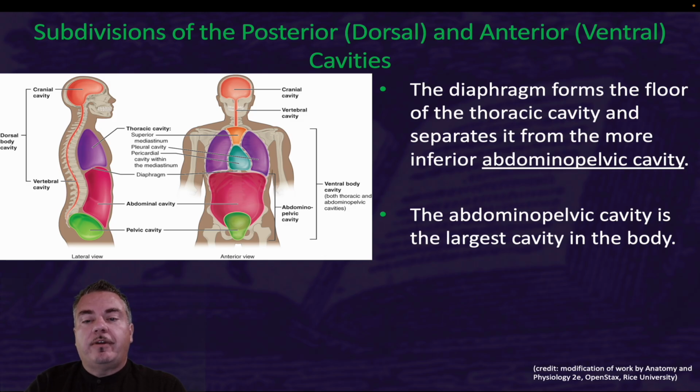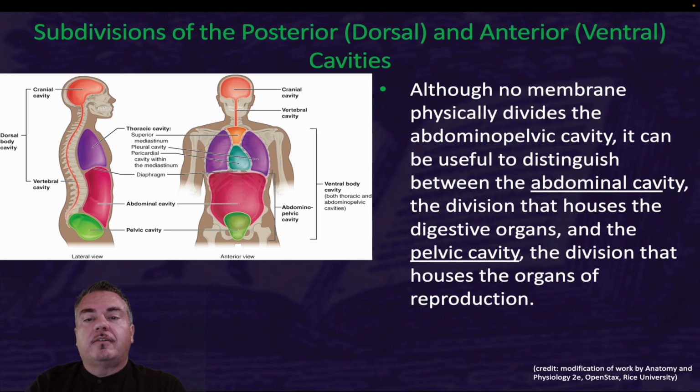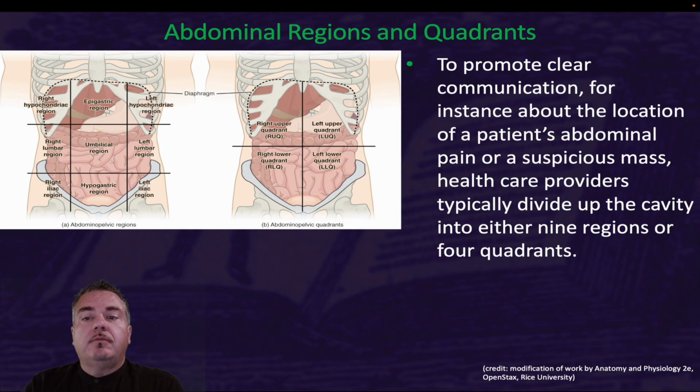The abdominal pelvic cavity is the largest cavity in the body. Although no membranes physically divide the abdominal pelvic cavity, it can be useful to distinguish between the abdominal cavity, the division that houses the digestive organs, and the pelvic cavity, the division that houses the organs of reproduction. To promote clear communication, for instance about the location of a patient's abdominal pain or a suspicious mass, healthcare providers typically divide up the cavity into either 9 regions or 4 quadrants.